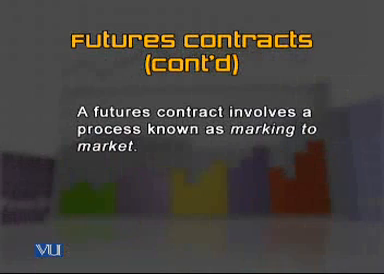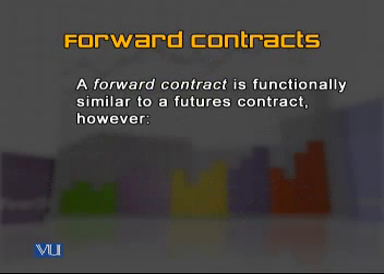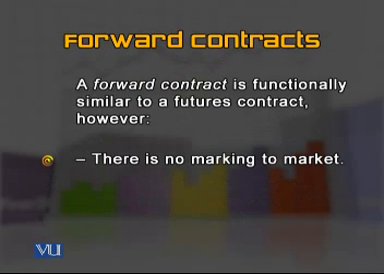A futures contract involves a process called marking to the market, or mark to market, which means money actually moves between accounts each day at the end of the trading, whether the price goes up or down. You have to make an end of the day adjustment in your accounting procedures. A forward contract is functionally similar to the futures contract. However, there is no end of the day marking to the market. You do not evaluate a forward contract on a daily basis. So there is no marking to the market, and forward contracts are not marketable. If you have a forwards contract, you're stuck with the contract.